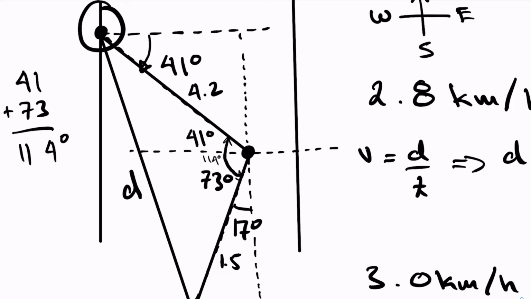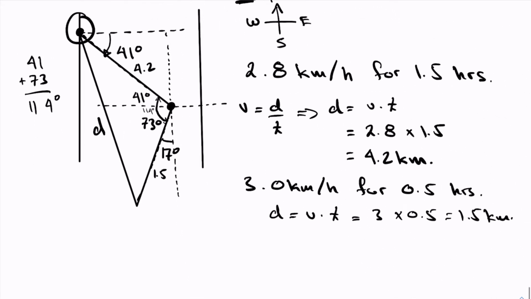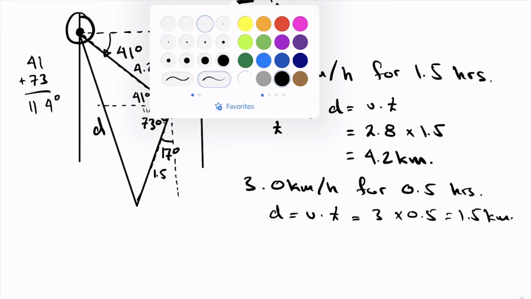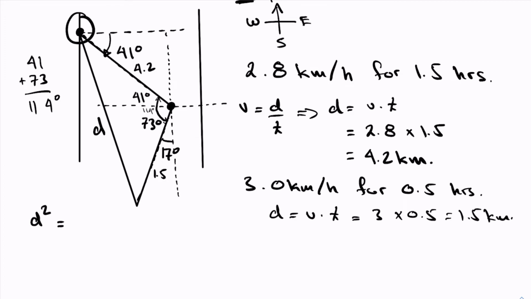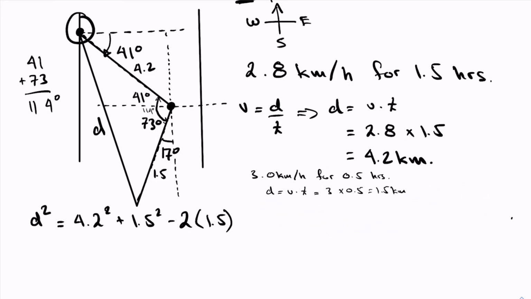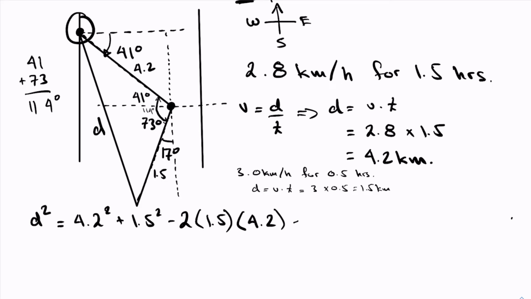And now I'm in a perfect position to start using my cosine law, because now I have my side D, and I will write it over here. So I have D squared equals 4.2 squared plus 1.5 squared minus 2 times 1.5 times 4.2 times cosine of 114 degrees.